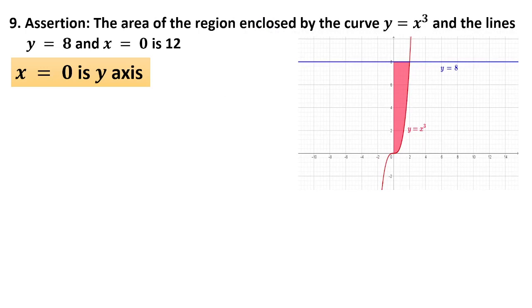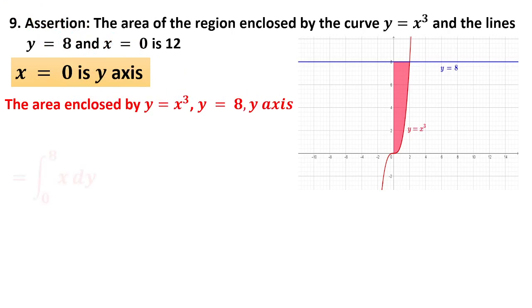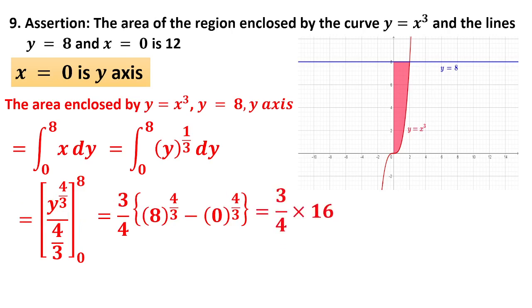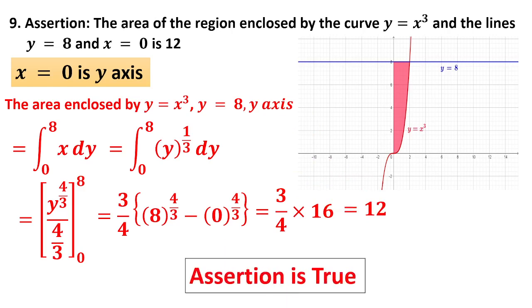Now all of you know how to do it. This integral is enclosed between y is equal to x cube and y is equal to 8 on the y axis. Therefore, this is the formula: integral 0 to 8 x dy. Let us do it very quickly. y power 1 by 3, so 3 by 4 into y power 4 by 3 from 0 to 8. You know 8 power 4 by 3 is 2 power 4. Therefore, the answer is 12. It is perfectly given there. Therefore, the assertion is true. Please consider that this problem can be asked for 2 marks directly also.